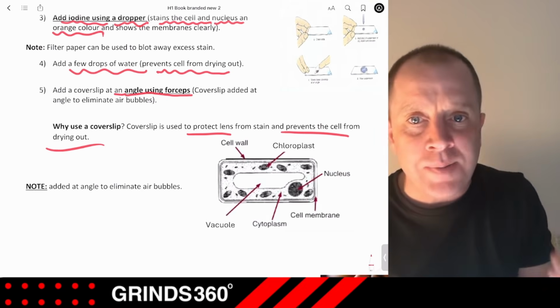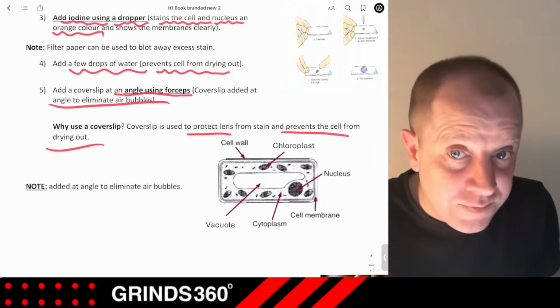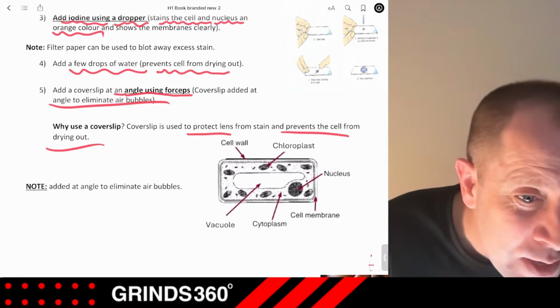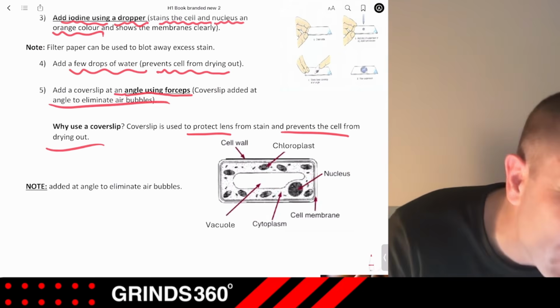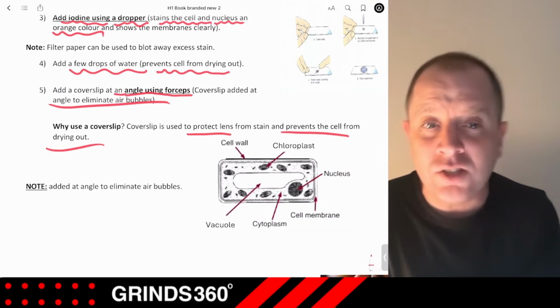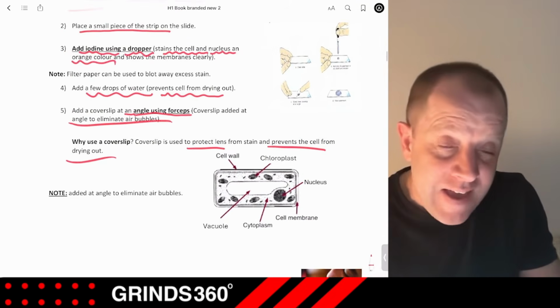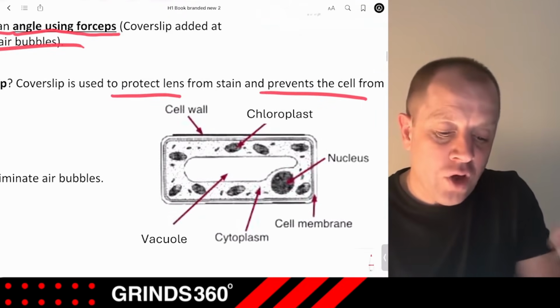Why did you add the cover slip at an angle? To prevent air bubbles. So there's the 3 questions. So be careful how they ask that. Okay? Brilliant. Yeah, it doesn't have to be forceps there, Roisin. It could be a mounted needle, it could be a pencil. There's many options.